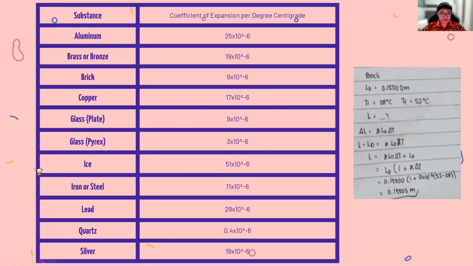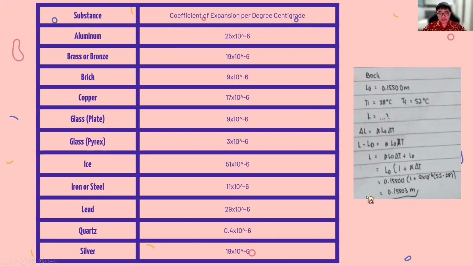As you can see in this table again, there are 11 substances with the coefficient of expansion per degree centigrade. This will be used during the calculation of the effects of heat.